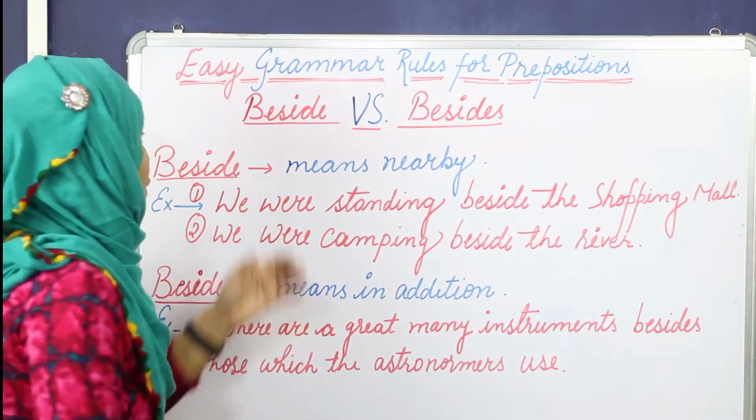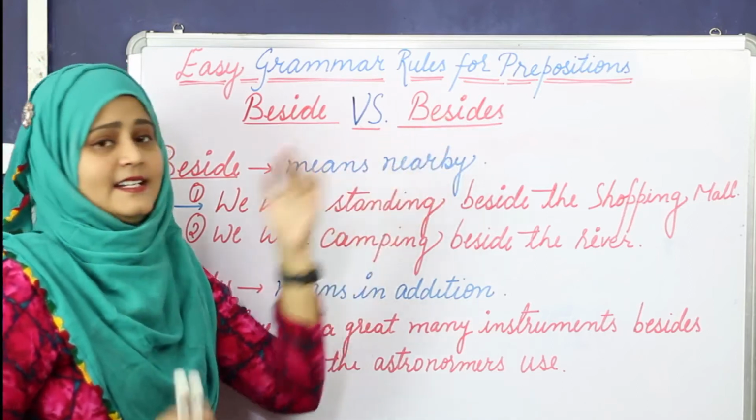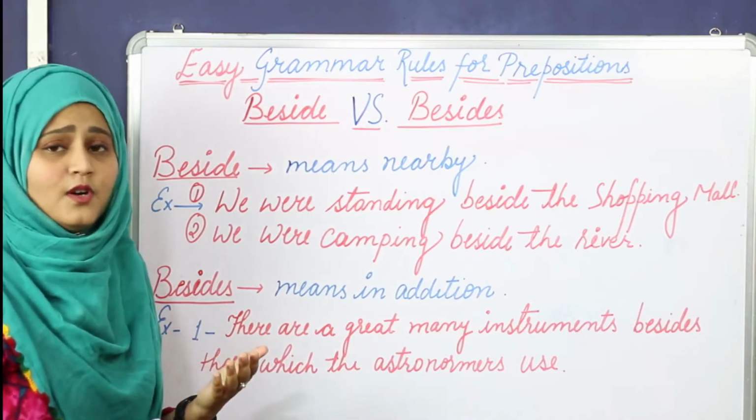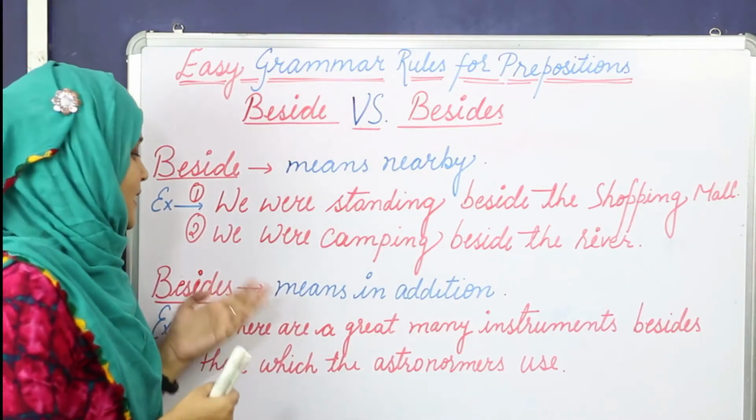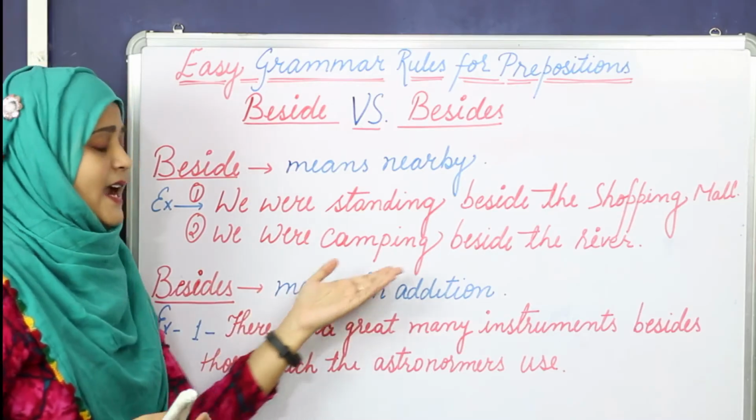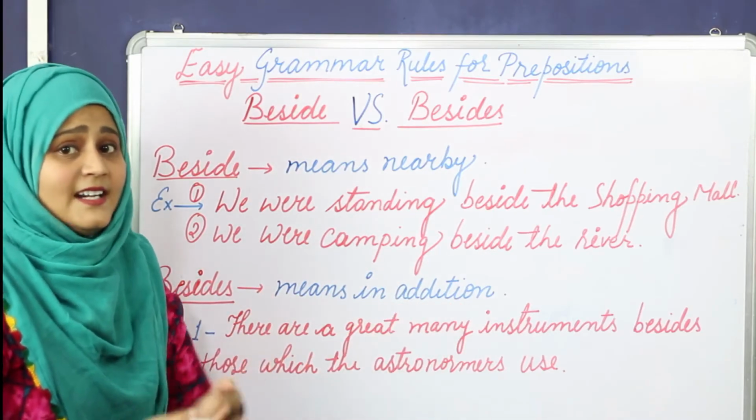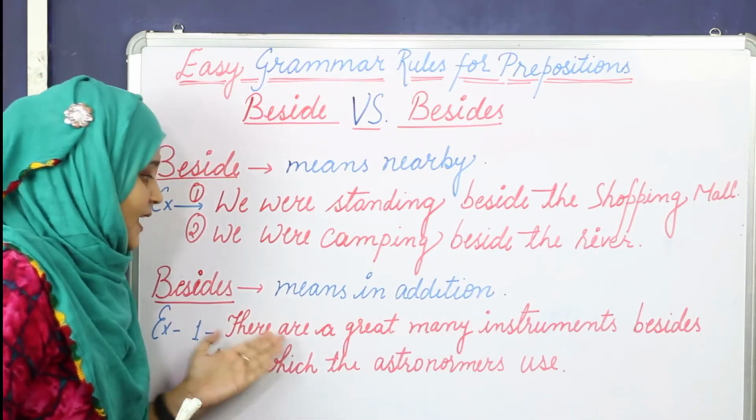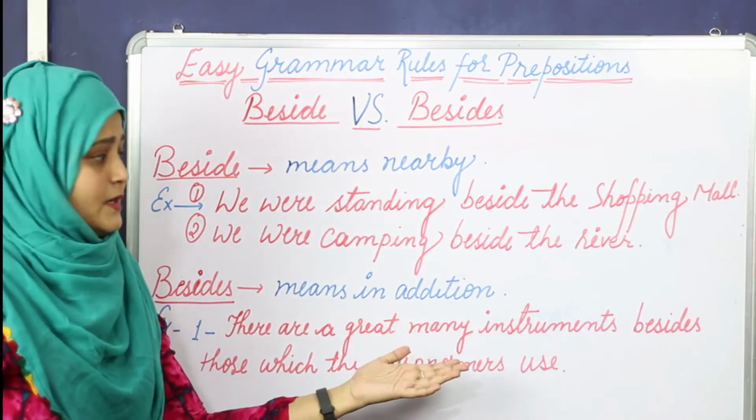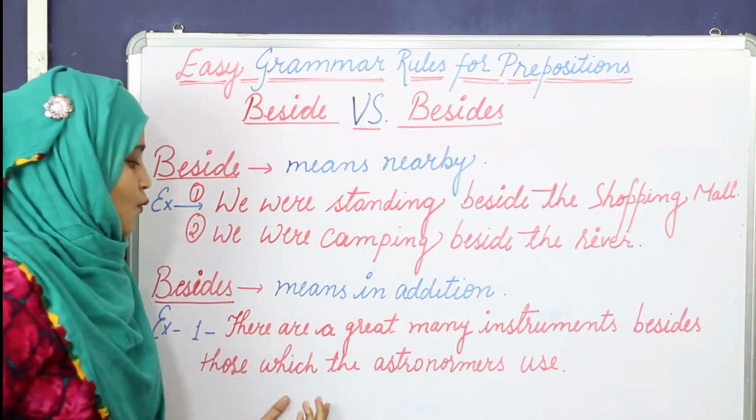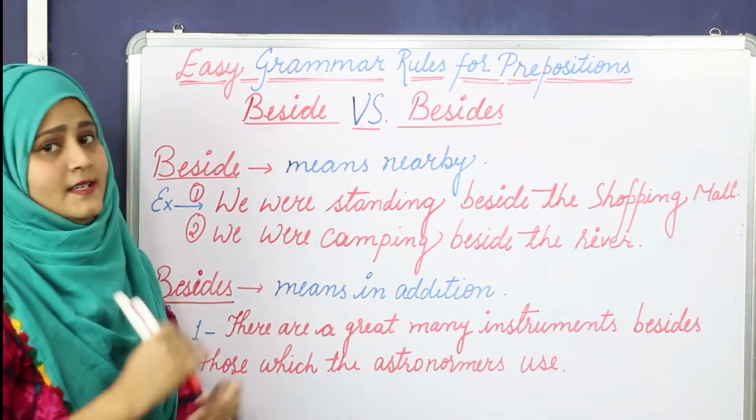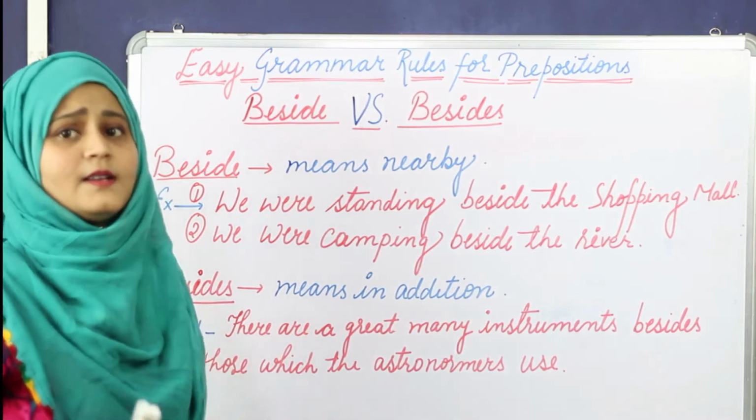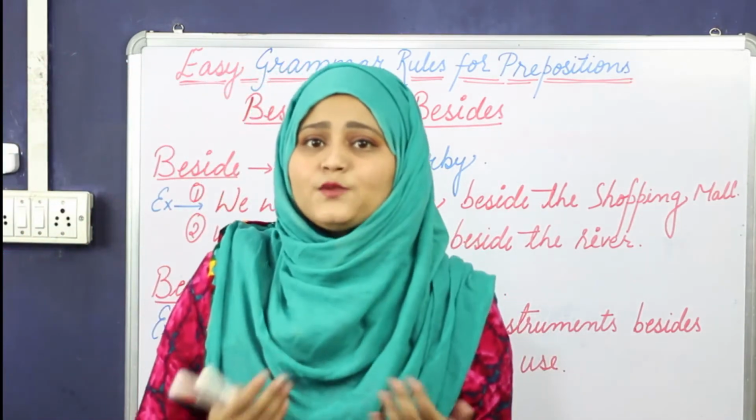Now see what's the meaning of besides and where we have to use besides. Besides is also an adverb and a preposition. It means in addition to something. We have to add something. The first example for this: there are a great many instruments besides those which the astronomers use. With this you have to use besides. So now viewers, let's see which is the next one.